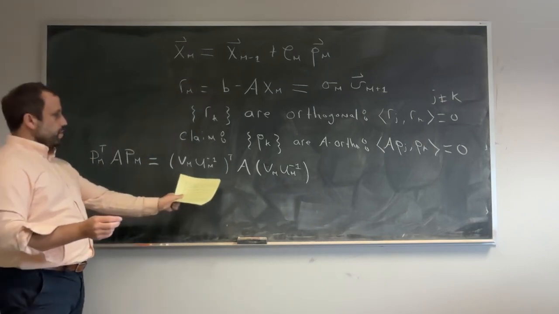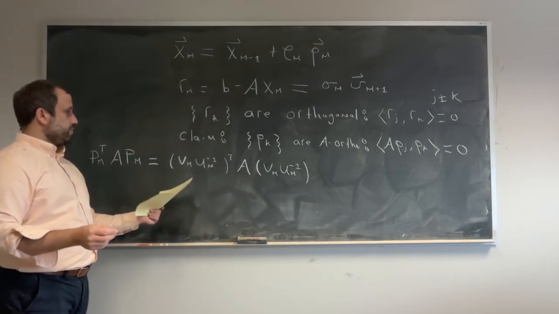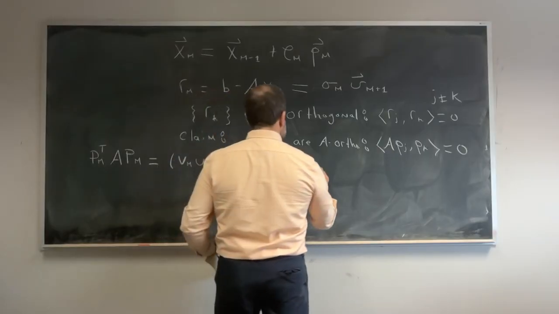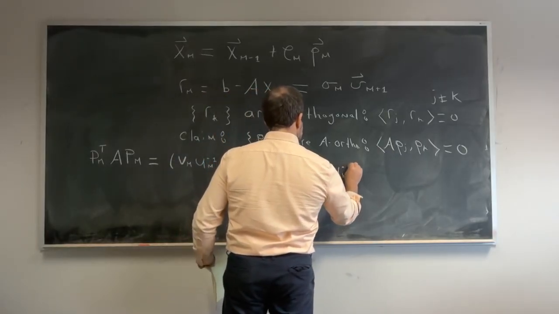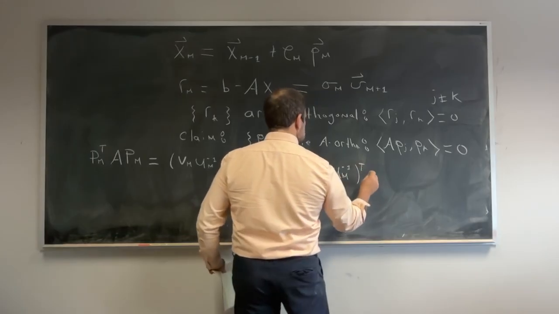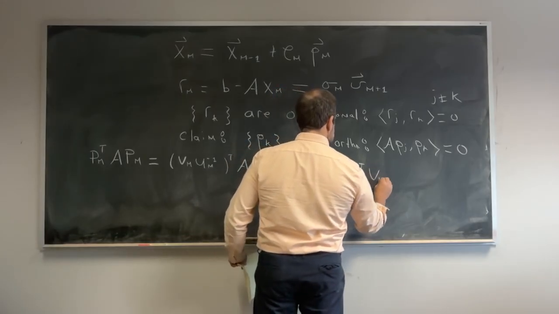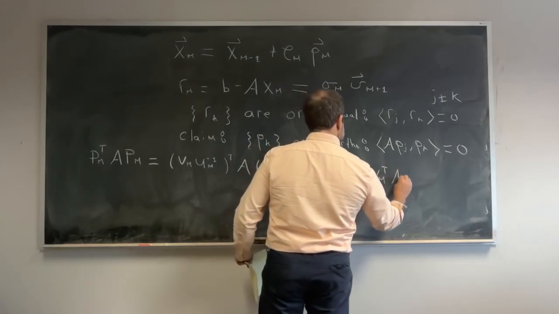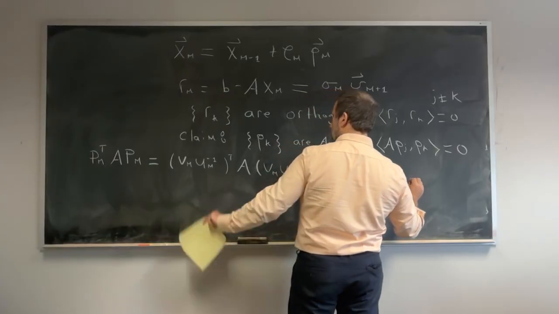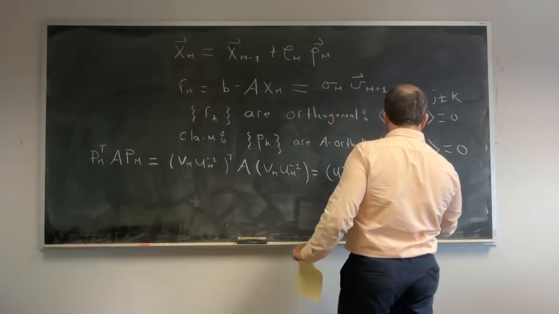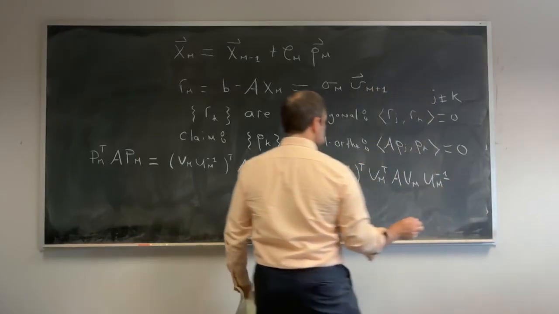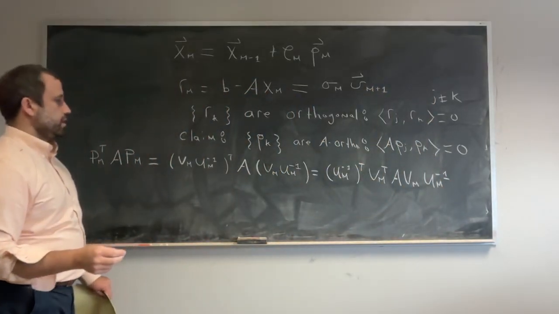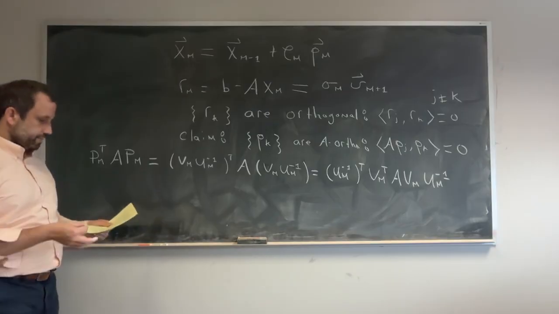Okay, so now remember what the rules are for transpose. It flips the order. So now we're going to have this being equal to UM inverse transpose times VM transpose A, and then VM UM inverse. Okay, so now what's going to happen here?